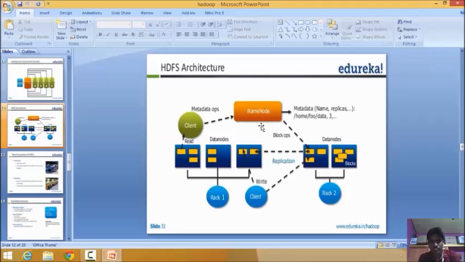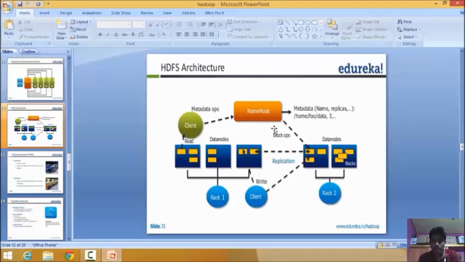Suppose let us take an example. We have two nodes, one in Hyderabad and another in Mumbai. You split the data and store it in two different nodes, one in Mumbai, one in Hyderabad. What this name node contains is the address of the node present in Mumbai and the address of the node present in Hyderabad. That is called metadata.